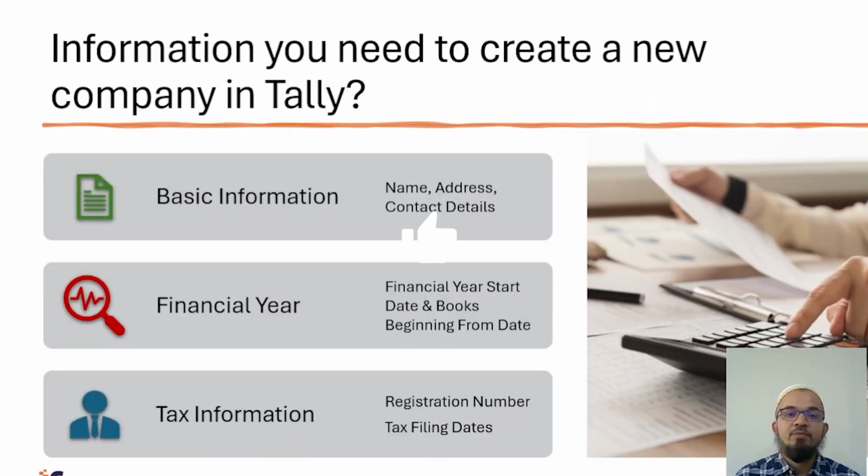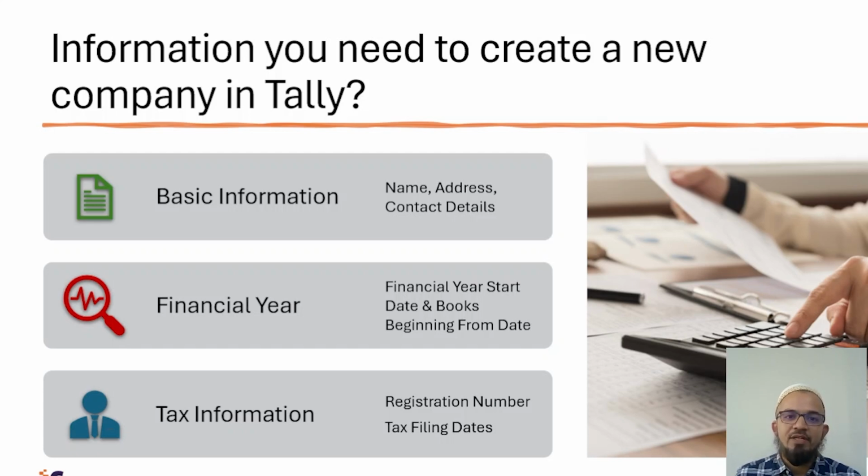So what information will you need? Some basic information like the company name, address, contact information, details, etc. Financial year information: what is the starting and ending date for your financial year, and then what is the date from which you're planning to use the books. So maybe the financial year starts in January and ends in December, but you have taken this decision to start using Tally mid of the year. So let's say I want to start on 1st of July. So my books beginning date will be 1st of July of that particular year.